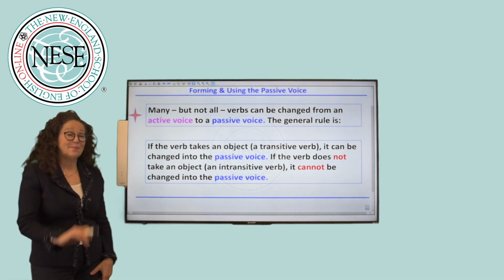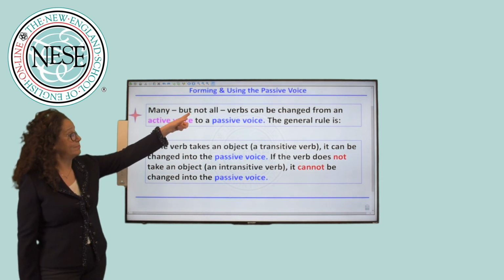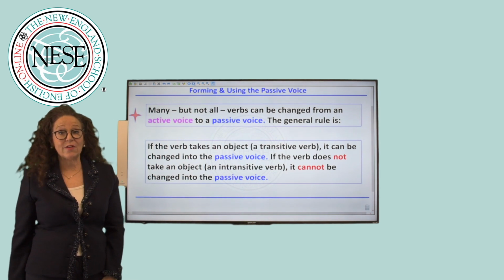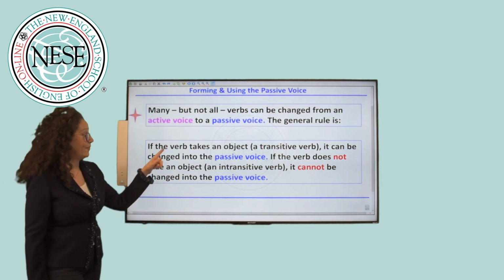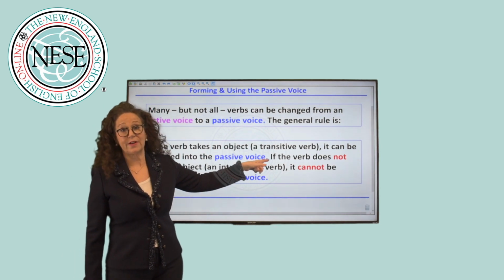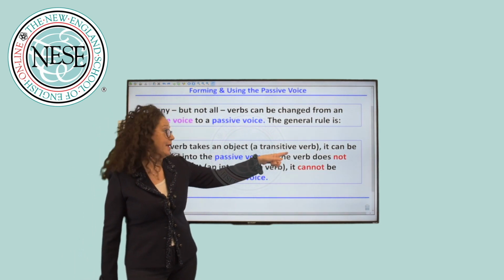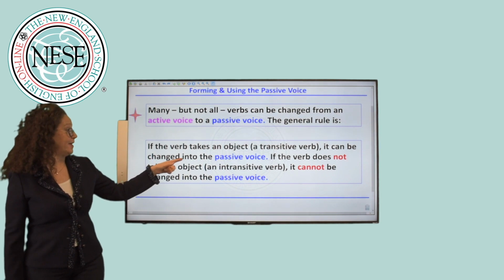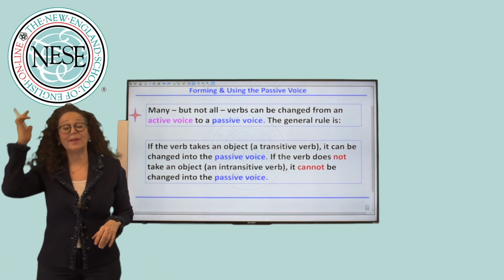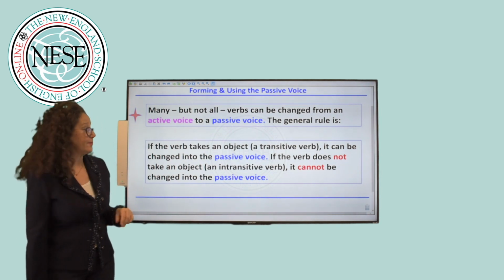Many, but not all. The general rule is if the verb takes an object, which is known as a transitive verb, and I'm sure you know this by now, it can be changed into the passive voice. So transitive verbs can be changed into the passive voice.